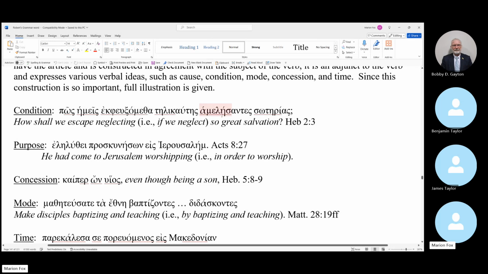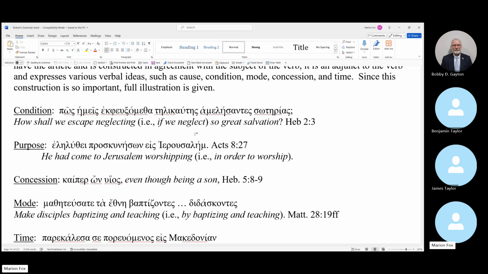Right. And now here's your participle over here: neglecting. So it's a condition. In this case, it's expressing a condition. So we escape if we neglect, and that's usually how it's translated. Hebrews 2:3. So the participle has wide uses. It's a circumstantial participle.